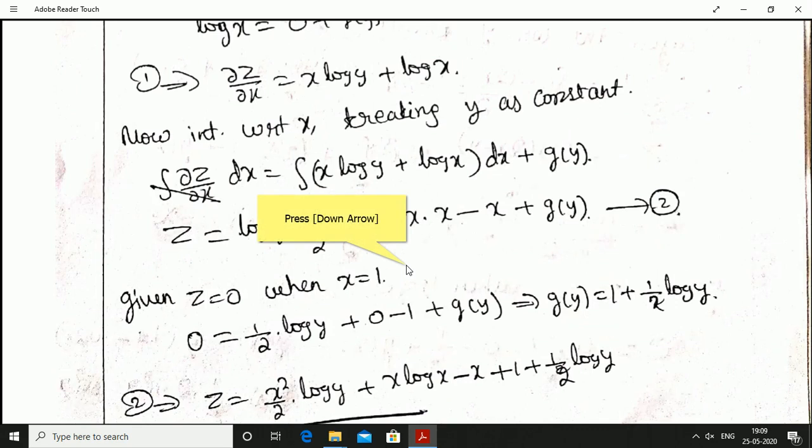Substitute that value into equation 2. It takes the form z is equal to x square by 2 into log y plus x log x minus x plus 1 minus 1 by 2 into log y. By mistake I have written it as plus, it is minus.